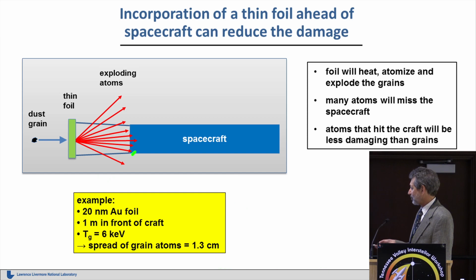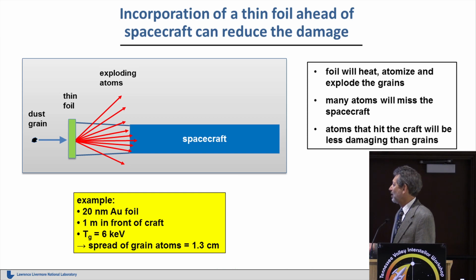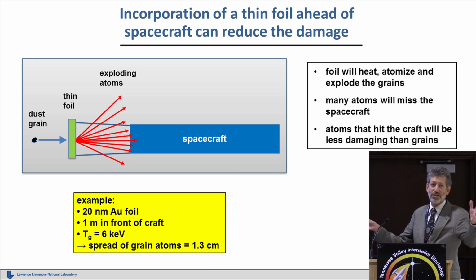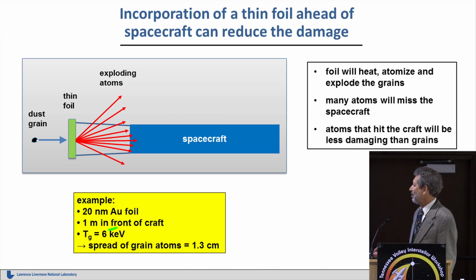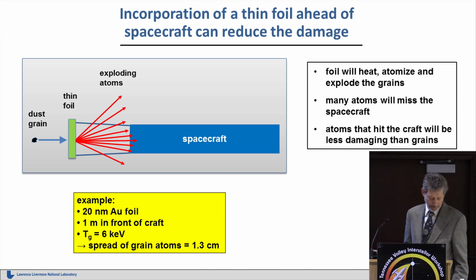So an example is you might have a 20 nanometer gold foil, approximately a meter in front of the spacecraft. That would heat up this grain to a temperature of 6 kilovolts, sufficient to explode it. The spread of the grain atoms is about 1 centimeter over that 1 meter, so some of those would miss the spacecraft. If you could put this 10 meters in front, it would be even better.